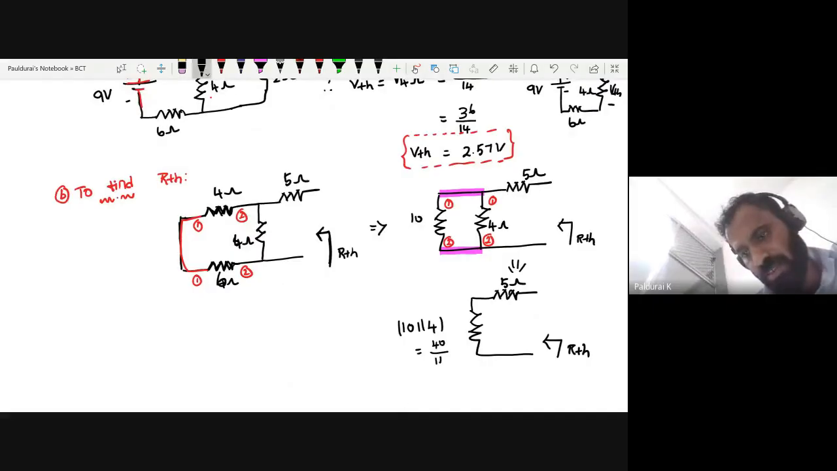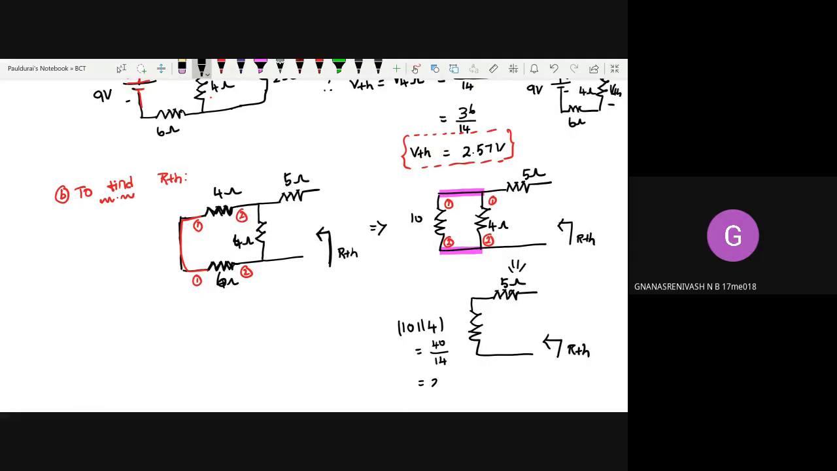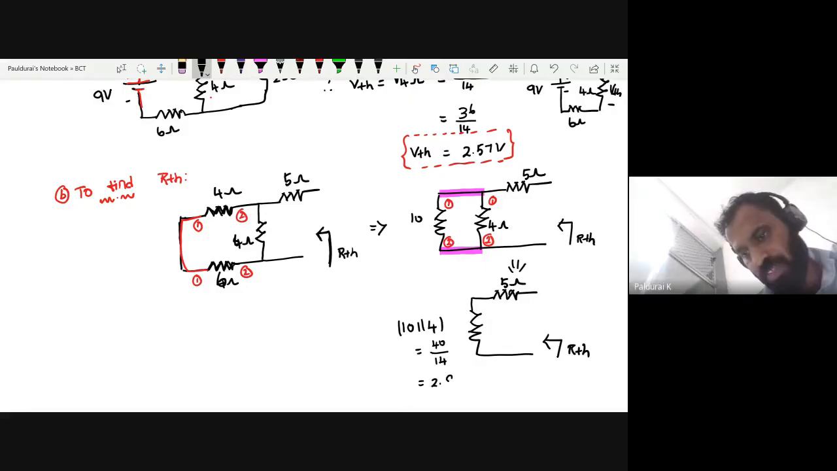40 divided by 2.5, 2.857. Taking 2.86, okay. So now this is my 2.86. So 2.86 and 5 ohm.